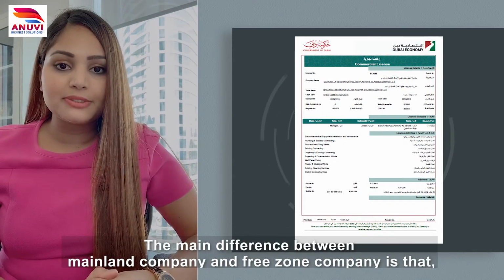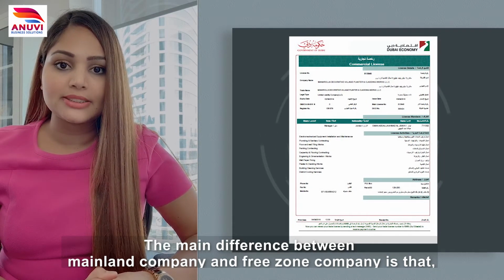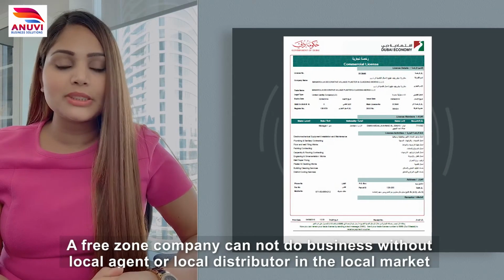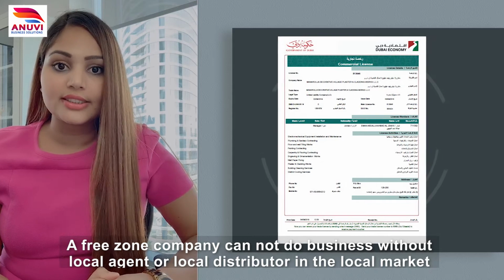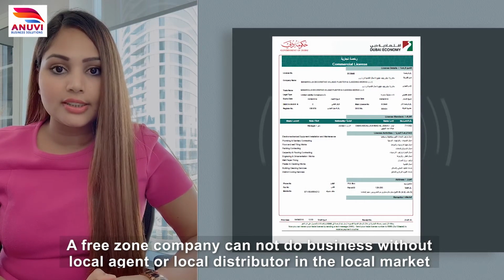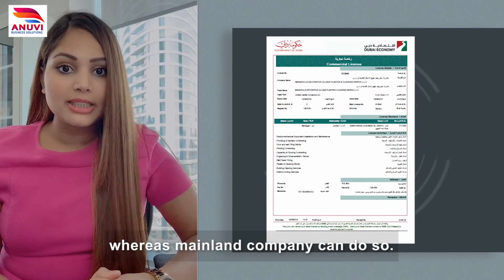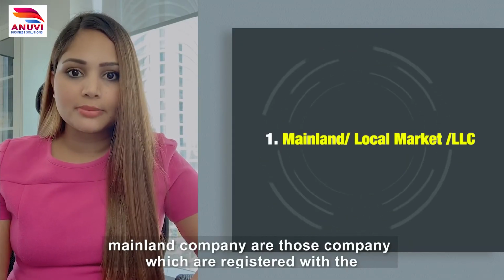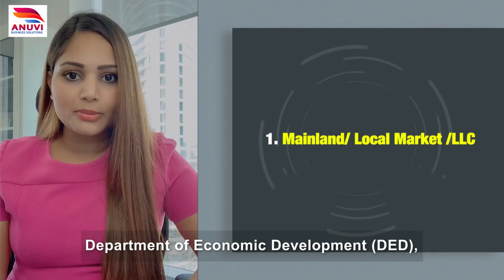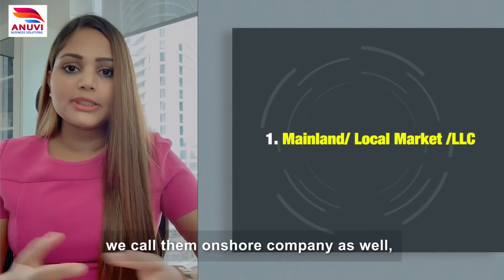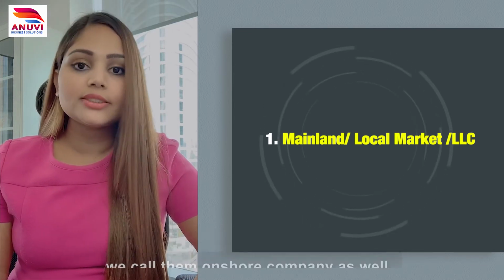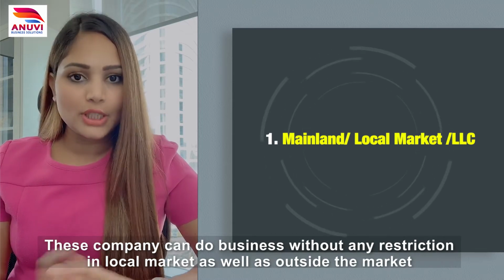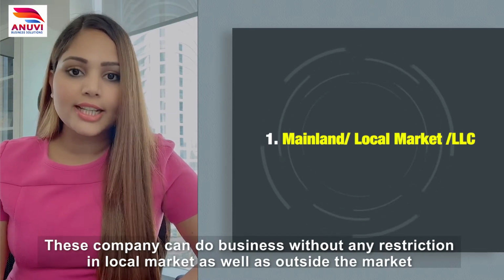The main difference between a free zone company and a mainland company is that a free zone company cannot do business in the local market without a local agent or a local distributor, whereas a mainland company can do so. Mainland companies are those registered by the DED, Dubai Economic Department, and we also call them onshore companies. These companies can do business without any restriction in the local market as well as outside the UAE.